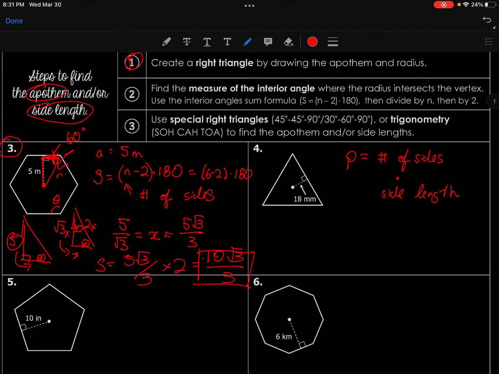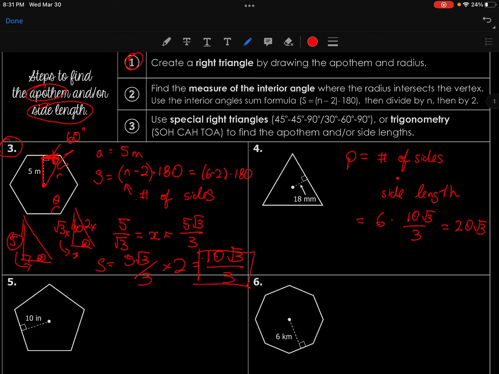In this case, how many sides do we have? 6 sides. 6 times 10 square root 3 over 3 would give you 20 square root of 3. Now we can find the area.